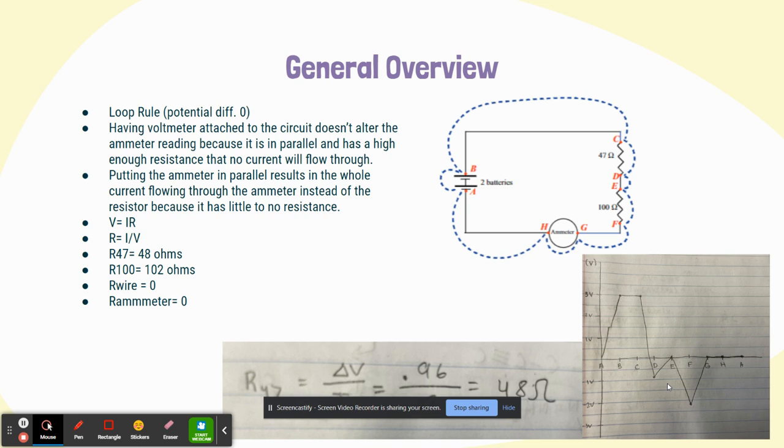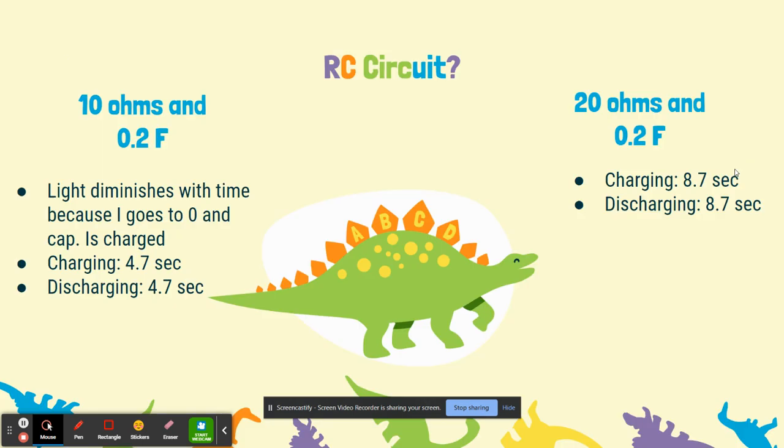And to calculate the values of the resistance before we added the ammeter in parallel, we used V equals IR and changed it to solve for R to get each of these values. And of course, the wire and ammeter in the program are ideal, so they have zero resistance. And in the bottom right corner is the image of the potentials across all of the circuit parts.